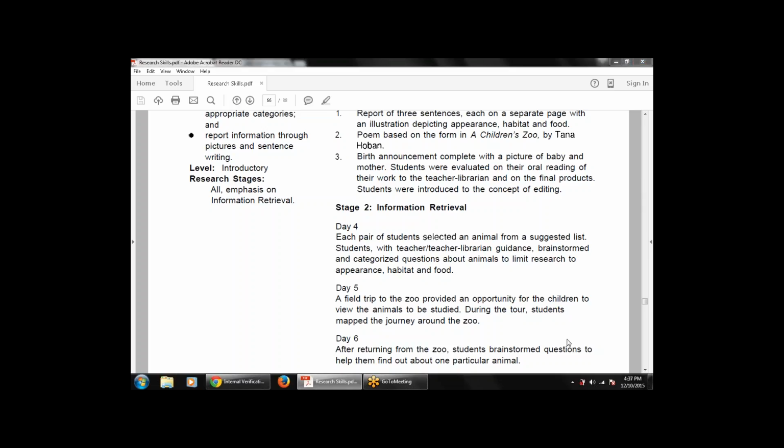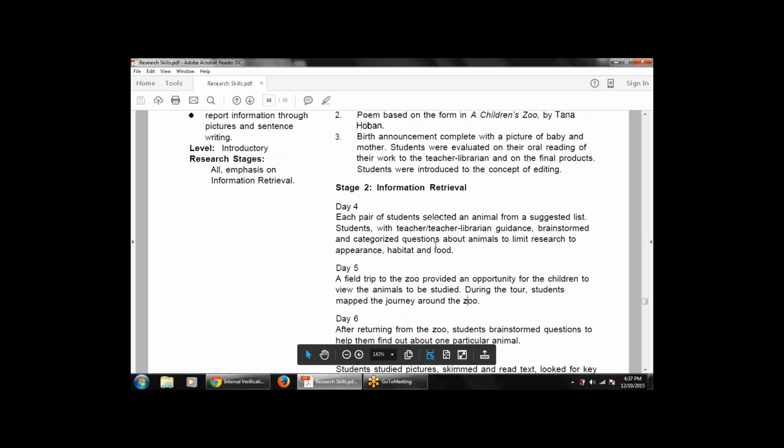Day number 5 is a field trip to the zoo that provides an opportunity for the children to view the animals to be studied. During the tour, students map the journey around the zoo.